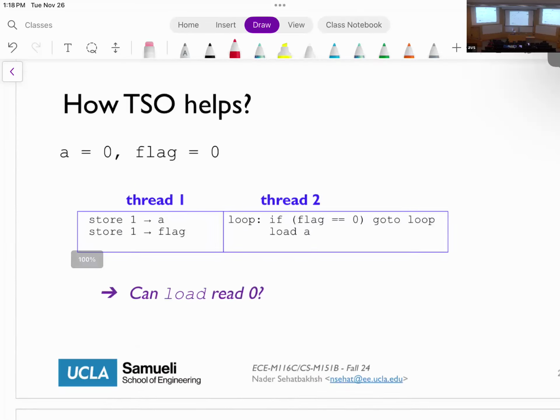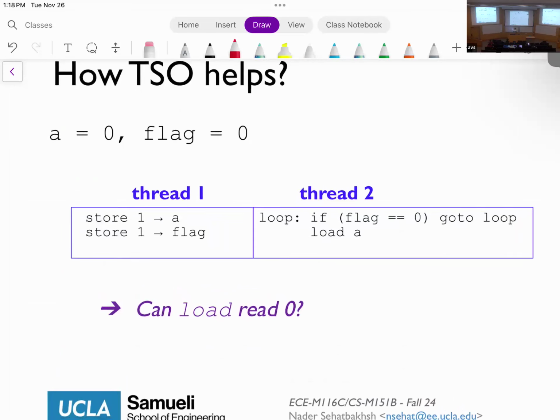Let me give you an example to see how TSO helps, and then another example to see that TSO may not help. In this case, we have two threads, two different cores or two different parts of a program. On the left side, we have stores. I'm using pseudocode, not any particular ISA. We have A equal to 1, so we are storing 1 to the address A. We're also storing 1 to the address flag.